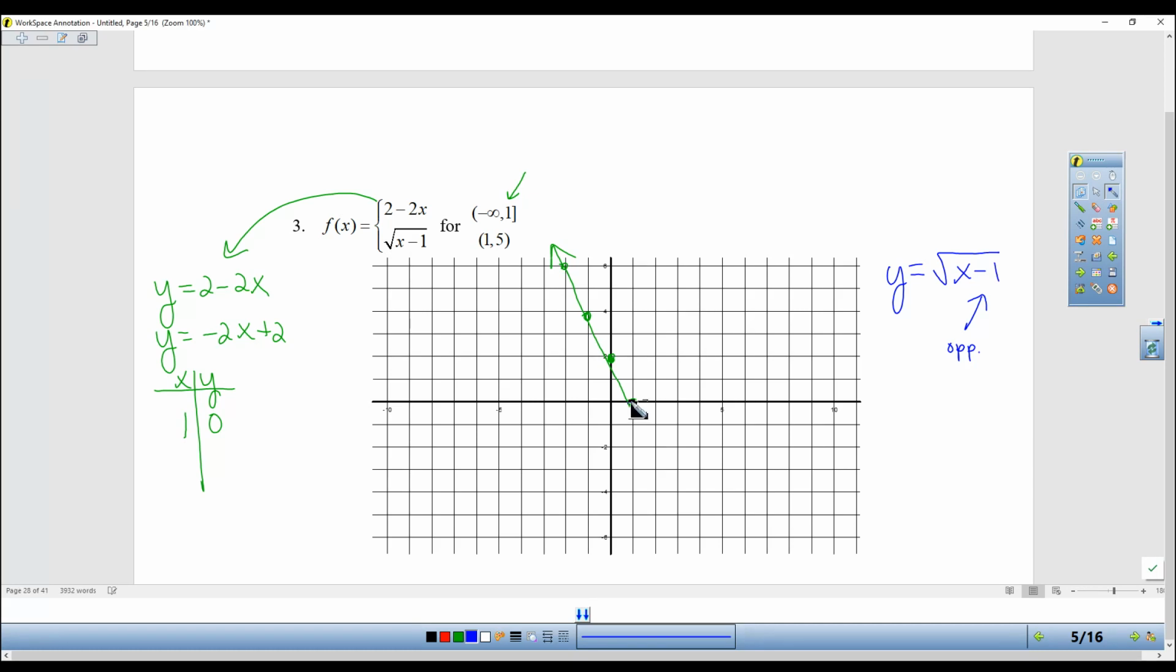So this is my new 0, 0. And from that, the parent graph for square root is up 1 over 1 and over 4 up 2. Now, that's actually as far as I'm going to go. And I see that it's a parenthesis, so that's going to make an open circle. So open circle. And that's what my next graph looks like.